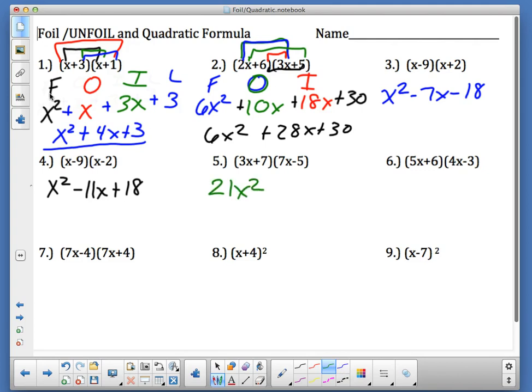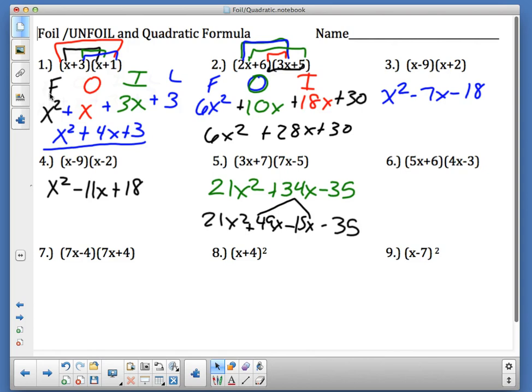And this is 49x on my insides. My outside's -15x. Okay, so I got 21x squared plus 34x minus 35. How'd you do? Okay, now keep in mind, if I break it down, it's still 21x squared on the outside, it's still -35, but I'm talking about the fact that I got 49x and I'm subtracting off 15x. And that's where that other stuff came from. That made 34.